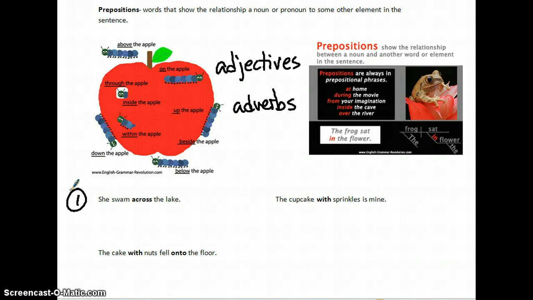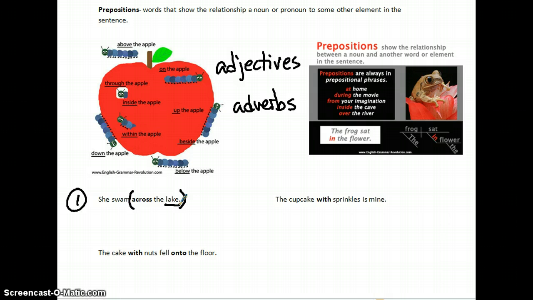The bolded word is a relationship word. It's a preposition. And hopefully you can look at it and understand, like all prepositions, it's going to be followed by a what? Hopefully you remember an object. In this case, across the lake is the prepositional phrase. Lake being the object of the preposition across.